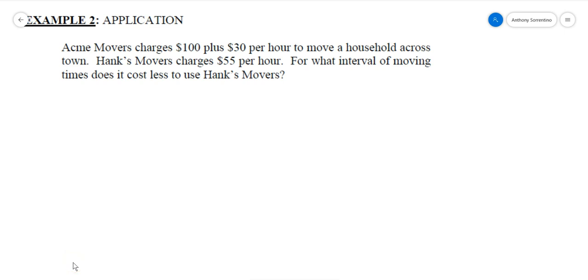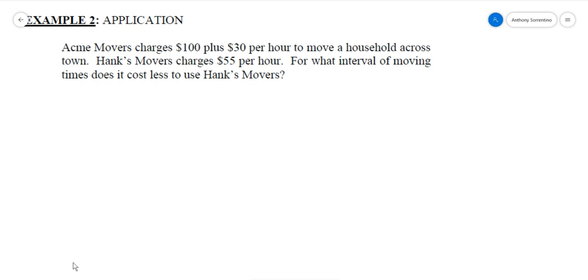So for example 2, we have Acme Movers, which charge $100 plus $30 per hour to move a household across town. Hank's Movers charge $55 per hour, so basically no initial fee. For what interval of moving times does it cost less to use Hank's Movers? If it's going to be a big move with a lot of items, taking a long time, it may be more cost effective to use one over the other.